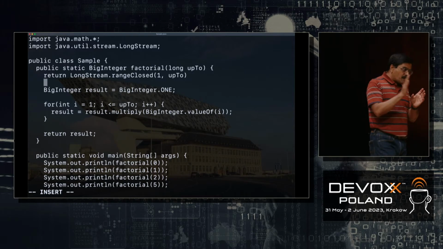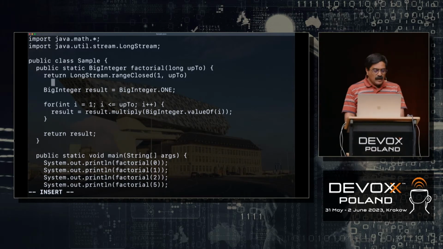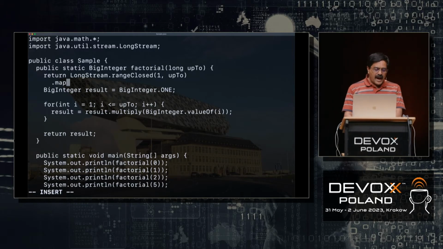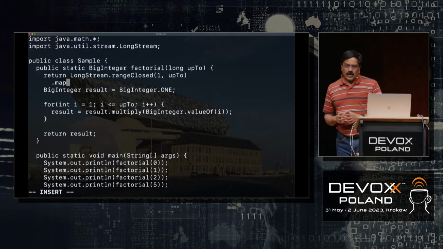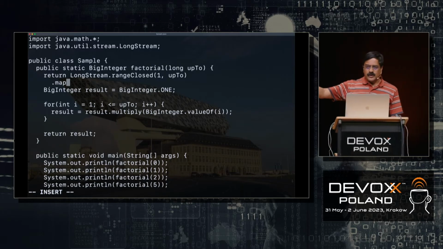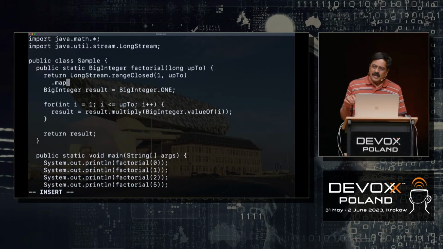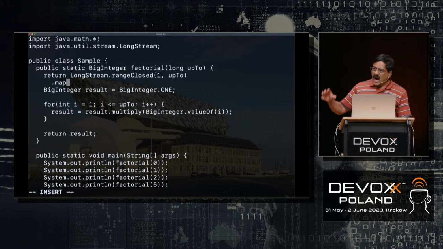Range stops one shy of the value. Range closed covers that value as well. Then I'm going to say here is a map, but unfortunately, what we are dealing with is a stream of long values, but we want the reduce to provide us a big integer. This is more of a restriction in the Java API.